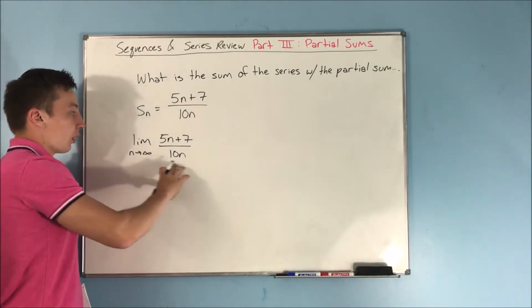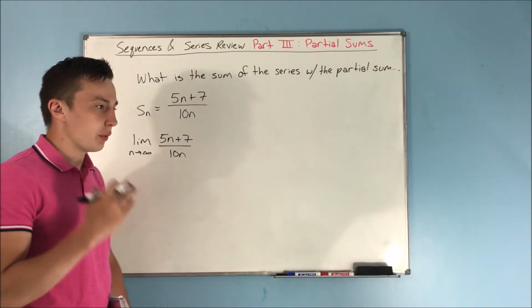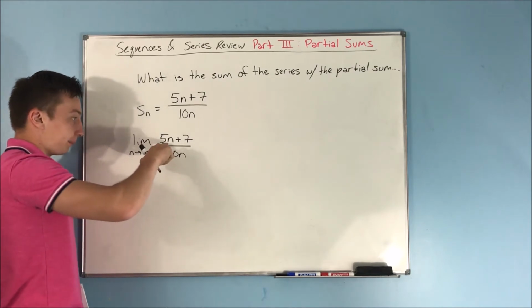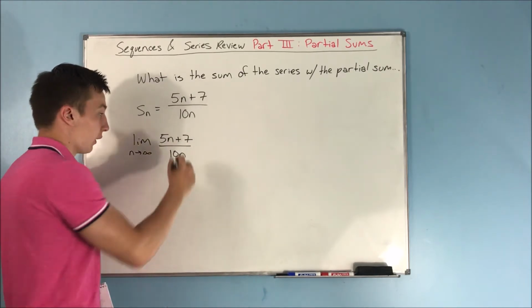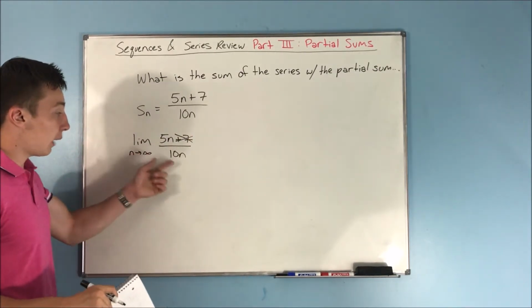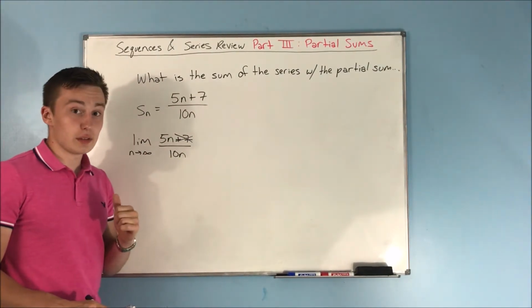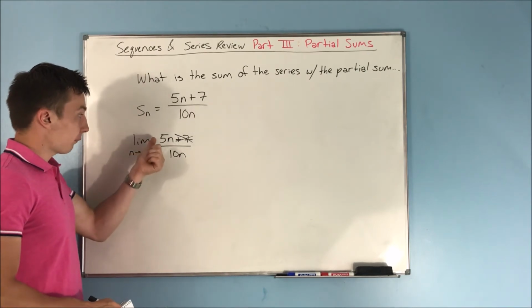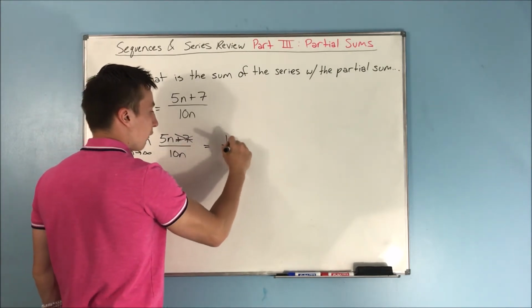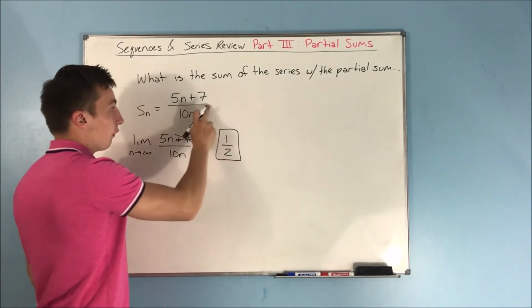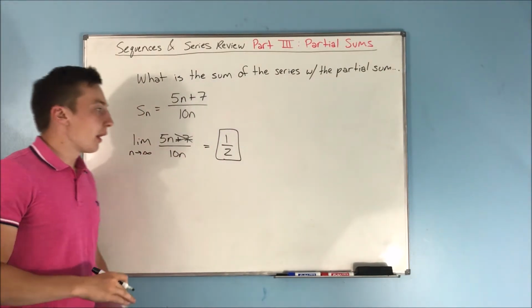Okay, so we can just divide everything by n here, or if you're pretty experienced with limits and you understand the concept, you can look at just the highest power of n, right? So we don't care about this plus 7, that's not going to do anything for us. Look at the highest power of n on the top and the bottom, that happens to be n on both the top and bottom, and you look at the coefficients. Here we have a 5 and here we have a 10, and 5 divided by 10 is 1/2. So you know that this limit is equal to 1/2, and that is going to be the sum of the series that has this partial sum. Okay, so that's the idea.